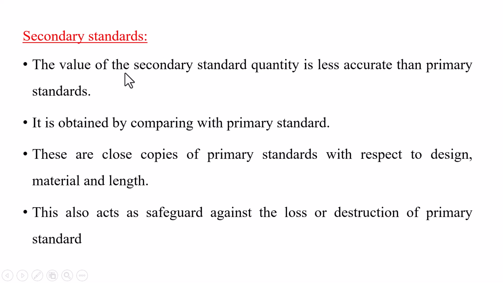Next is secondary standards. The value of the secondary standard quantity is less accurate than primary standards. It is obtained by comparing with the primary standard. These are also copies of primary standards with respect to design, material, and length. This also acts as a safeguard against the loss or destruction of the primary standard.